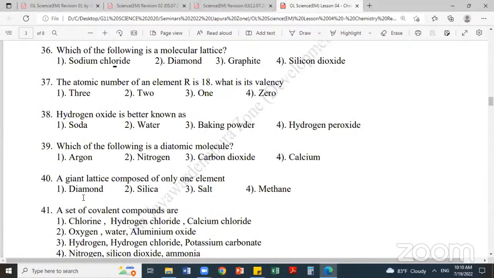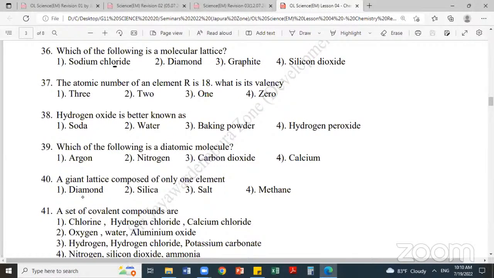Which of the following is a molecular lattice? That's a good question. This one I'll make a small correction. Instead of silicon dioxide, I'll write something else, because silicon dioxide is actually an atomic lattice. Erase silicon dioxide, and instead, for the fourth one, you may write ice. So that is the answer.